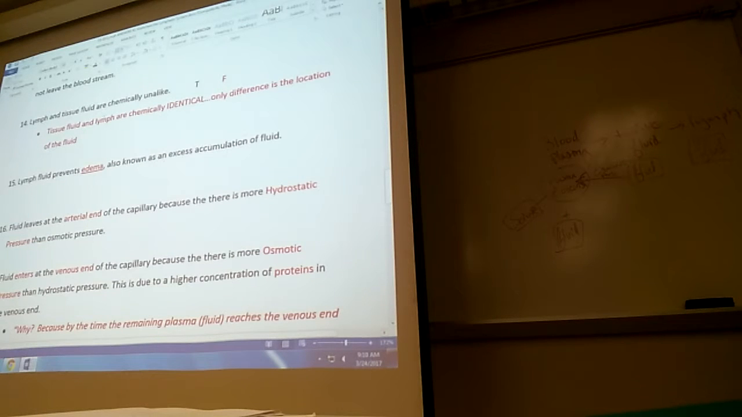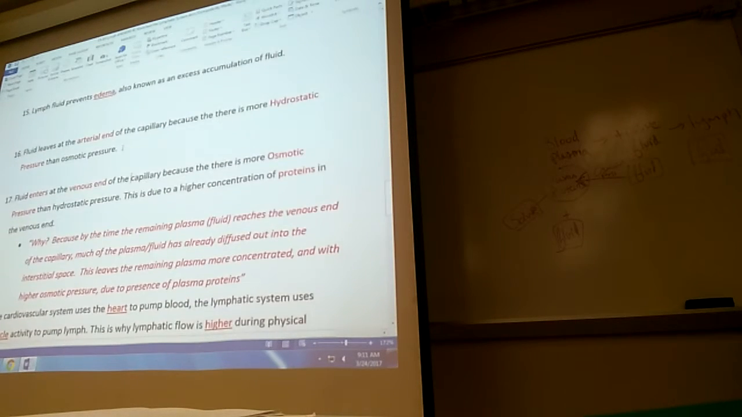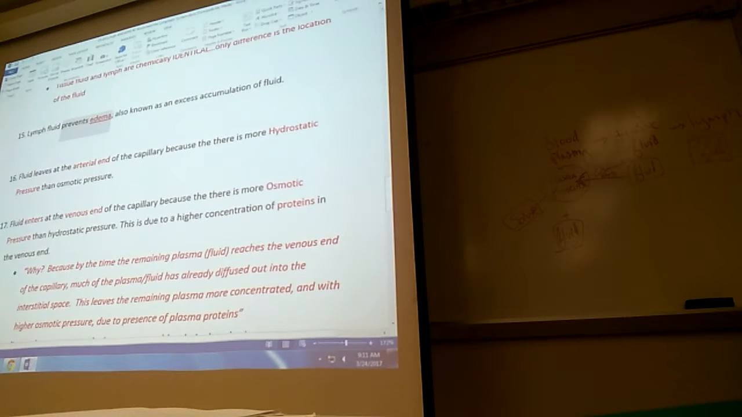Lymph, so what about this next one? Lymph and tissue fluid are chemically unalike. False, right. They are identical. The only difference is what? Location. Yep. Lymph fluid prevents edema. This is also known as excess accumulation of fluid in the tissues, right?